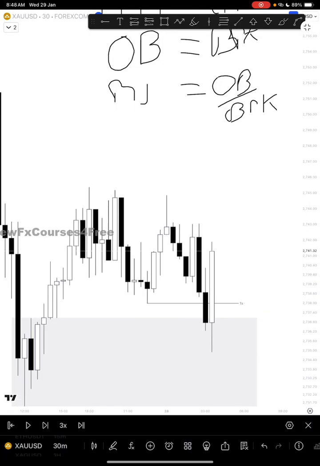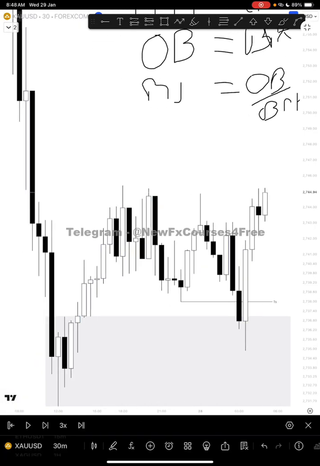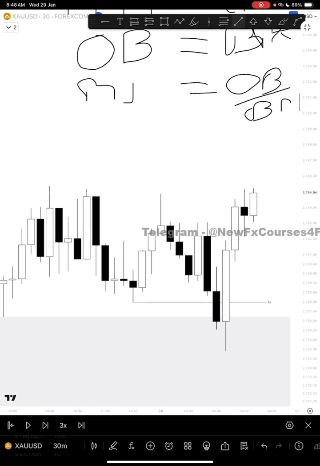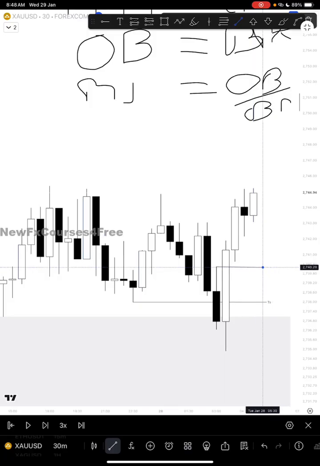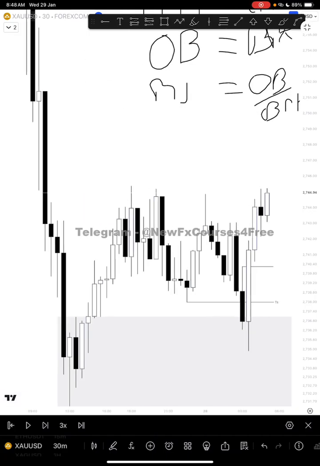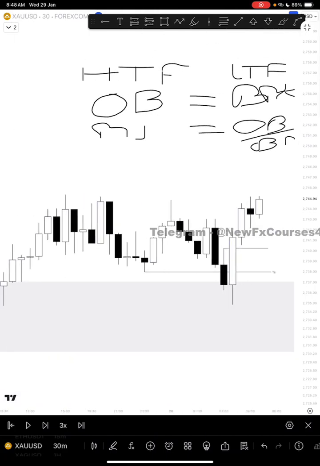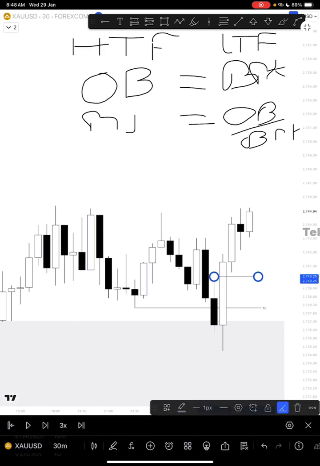So we can be looking for buys. You can see here the market did not actually retrace to this order block, and some of you will be waiting for this order block to be traded into, and you might miss the move. Why? Because you were not looking higher.